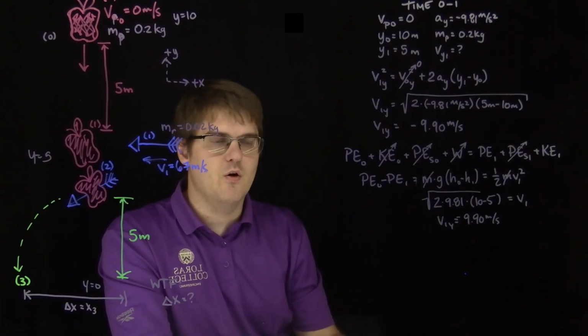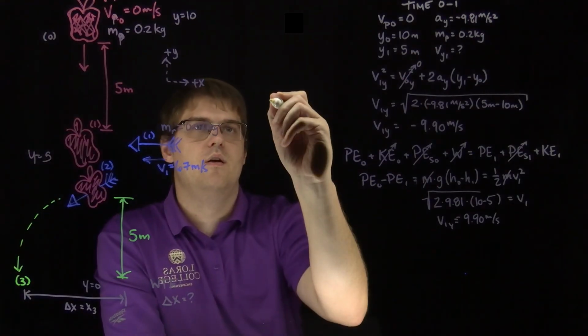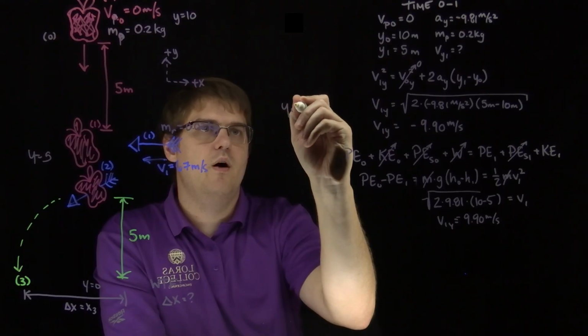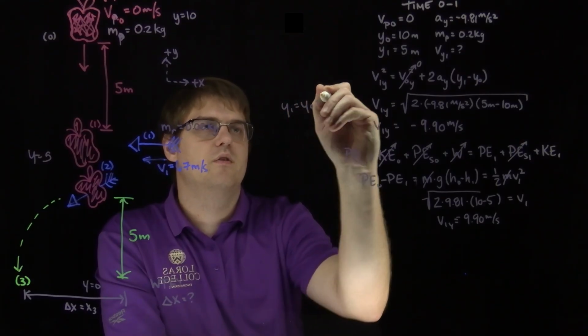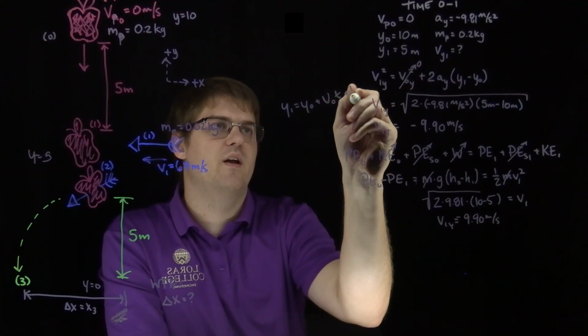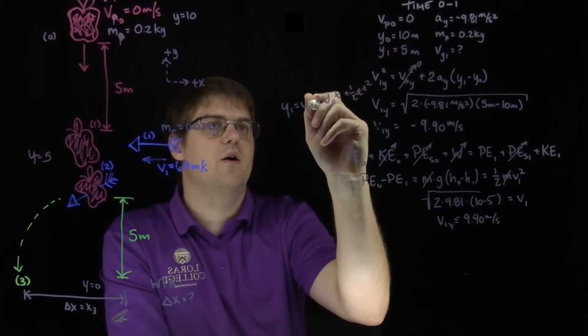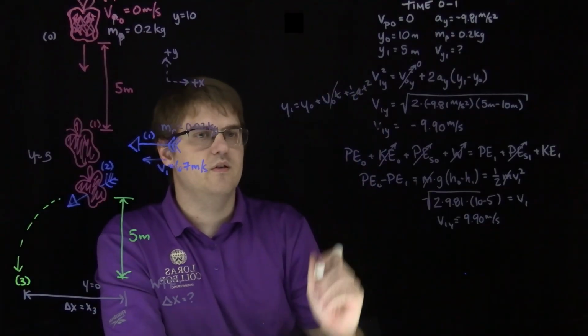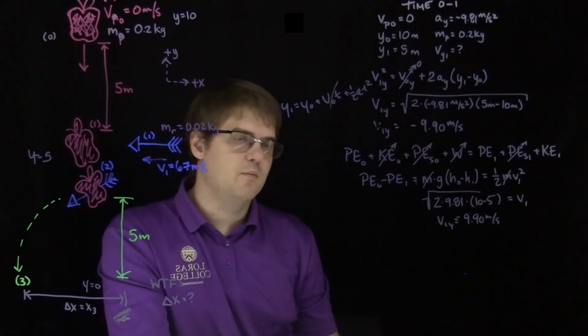That seems like overkill. y1 is equal to y0 plus velocity 0 times time plus 1/2 at squared. This guy cancels out because he's 0. It ends up being the same equation.